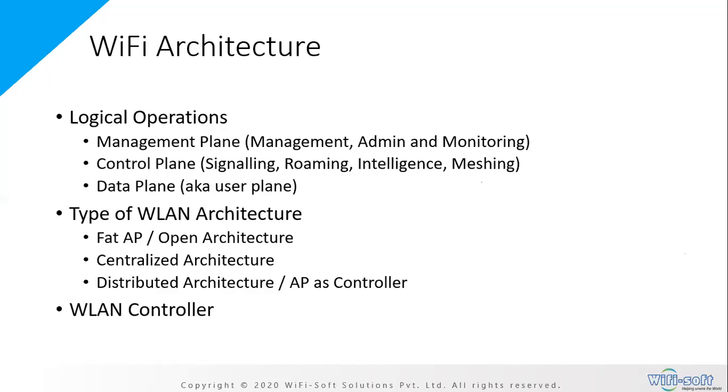Now there is a concept of a control plane. The control plane is the next level, where when the access points are functioning within the Wi-Fi network, there has to be some intelligence created for doing things and for optimizing your network. And that is done by the control plane.